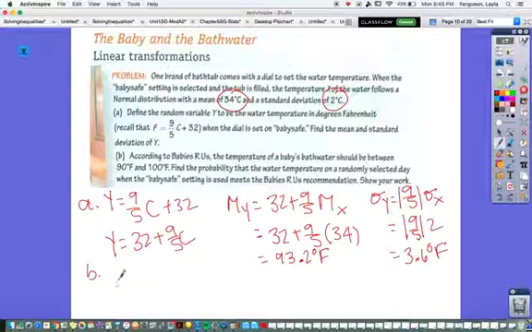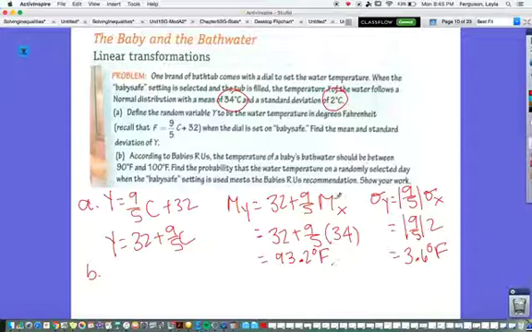So going back to what we did in part A, we want to find basically the probability that the temperature is between 90 and 100. So it can be 90, it can be 100, and anything that falls in between there. So you could use your z-score and your standard normal table in order to find that. You could also do it on the calculator.